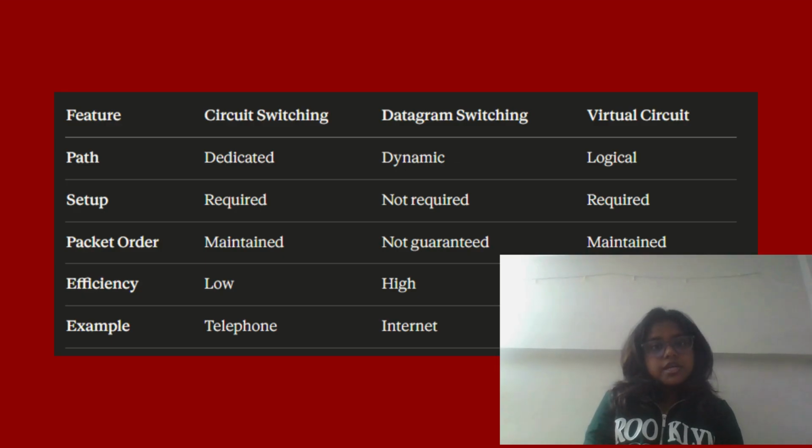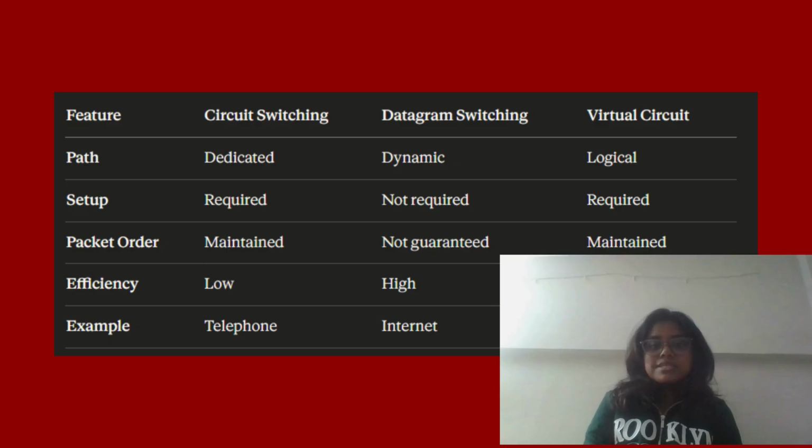Virtual circuit packet switching is a hybrid switching technique that combines features of both circuit switching and datagram packet switching. In this approach, a logical connection known as a virtual circuit is established between the sender and receiver before data transmission begins, but the physical resources are not permanently dedicated. The operation of virtual circuit switching also occurs in three phases. During the setup phase, the network determines a logical path between the source and destination. This path is identified by a virtual circuit identifier, which is used by all packets belonging to that connection.